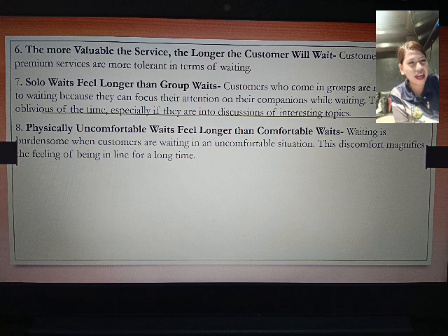Then, solo waits feel longer than group waits, of course. You'll be bored if usa ka la talaga. Pero kung damo ka mo, large number of people na nahulat, it wouldn't be boring. So these are more tolerant to waiting. Okay, of course. Then lastly, physically uncomfortable waits feel longer than the comfortable waits. Waiting is burdensome when customers are waiting in an uncomfortable situation. This discomfort magnifies the feeling of being in line for a long time.